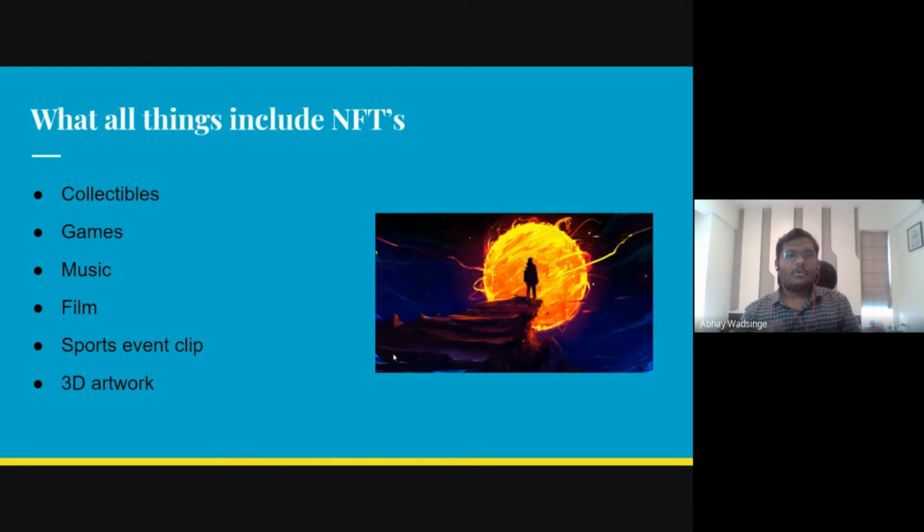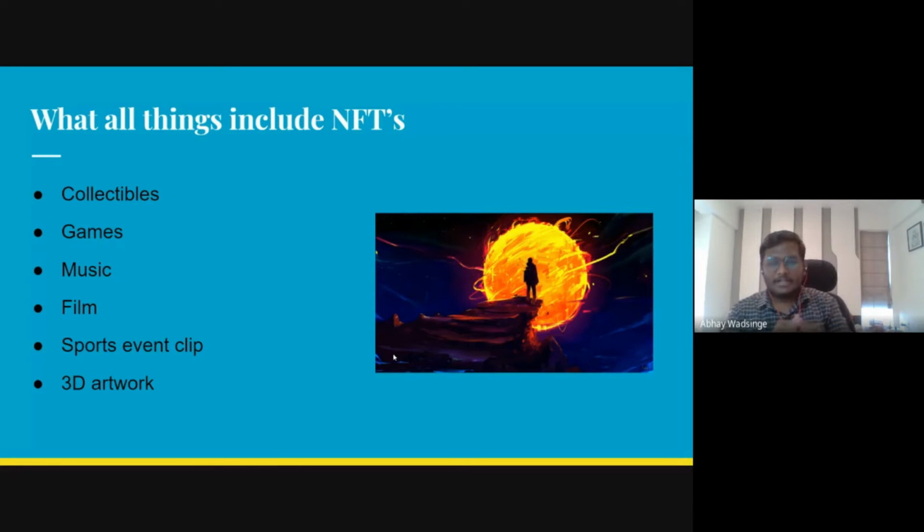Then what all things are included in NFTs? Now, these are some of the examples. We'll take collectibles, like the cards we used to get, the Goku card and all those card things. These collectibles can also be NFTs.